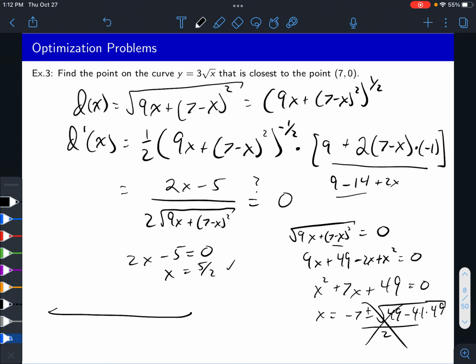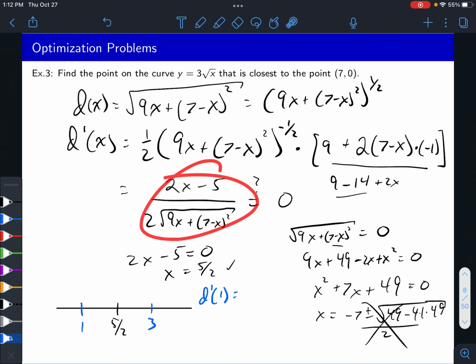So let's do our first derivative test, where we take our 5 halves right here, and then we'll just take points to the left and to the right of that. So this is 2.5, so I'll pick 1, and then I'll pick 3 and plug those into d prime. So d prime of 1, we could just use this formula because it looks a little nicer. D prime of 1 is equal to 2x minus 5, so 2 minus 5, which would be negative 3, over 2 times the square root of some positive number. So this whole square root thing has to be positive. I don't really care what it is. So this is going to be negative, right?